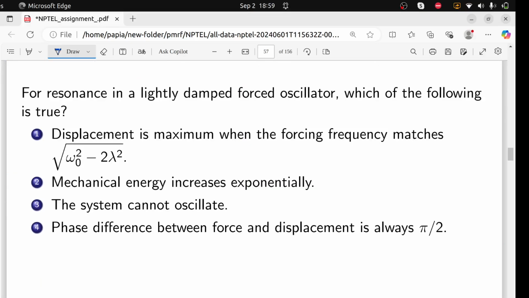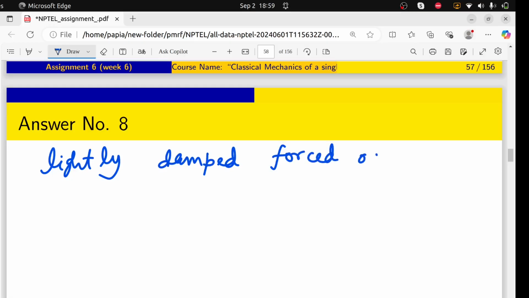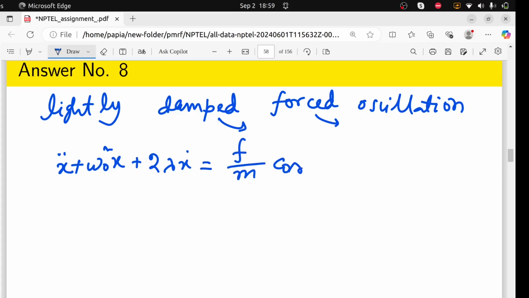Now for resonance in a lightly damped forced oscillator, which of the following is true? Resonance, lightly damped forced oscillation. So what does this mean? First of all, damping is there, and forcing is also there. So it is x double dot plus 2 lambda x dot plus omega 0 square x equals, let's say, (F by m) cos(gamma t). This is the equation of motion.